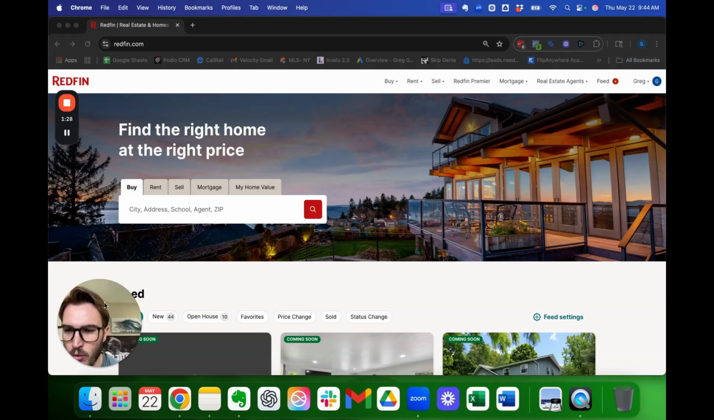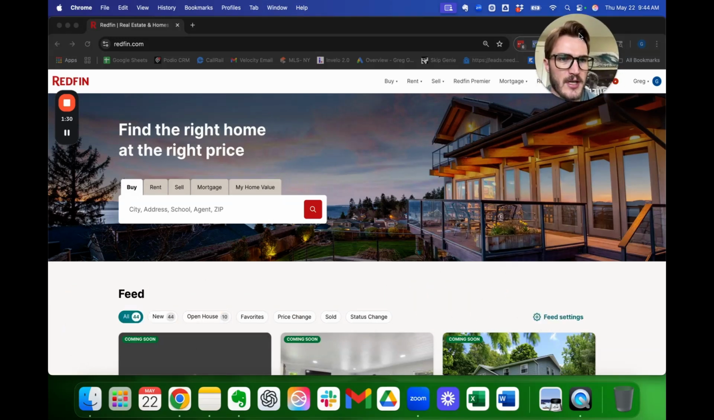I'm actually going to use an old property that I ended up wholesaling last year. I'm going to use that address because that's a good example in terms of running comparables, based on the fact that it's a normal house in a normal neighborhood and it's easy to pull comps. So I'm going to show you exactly how to do that. So first things first, I'm going to redfin.com.